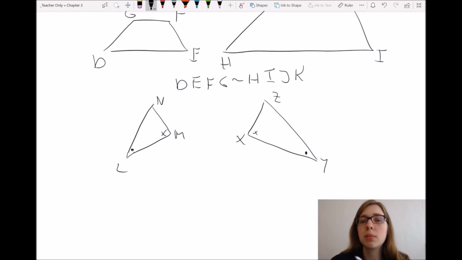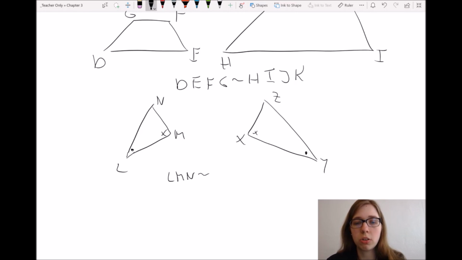Then I have to list them in the proper order. So I can list LMN just like this, but I can't start with X because L is not corresponding to X. I need to list the corresponding angles. So L has to correspond to Y, M corresponds to X, and then we lastly have Z. So using this symbol gives us a bit more information. It tells us which angles correspond, but we do have to be careful to use that. With that information, you can get to work on this paragraph.